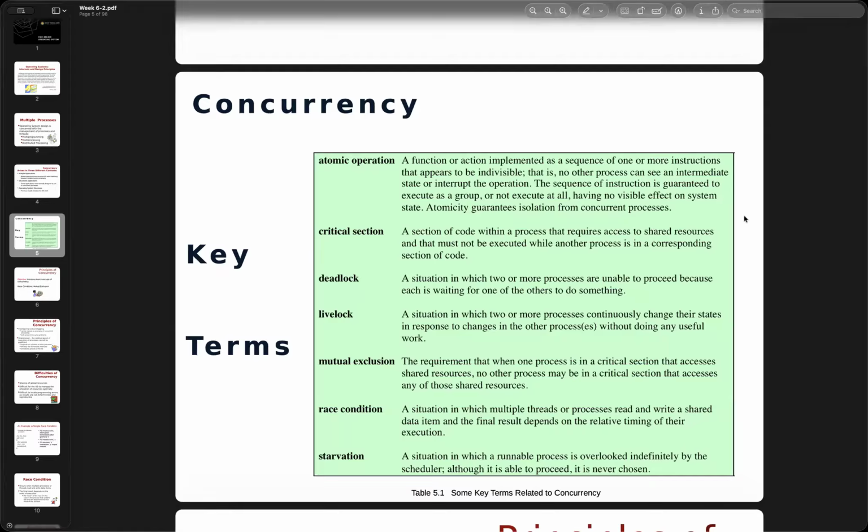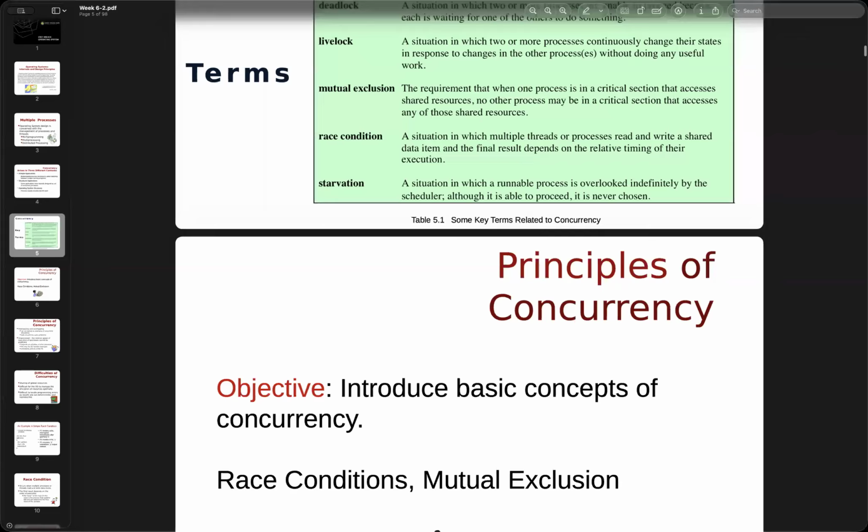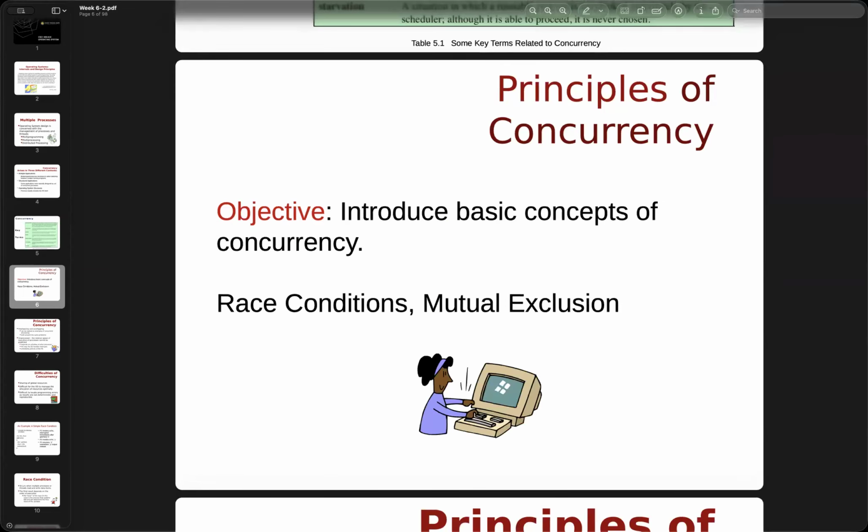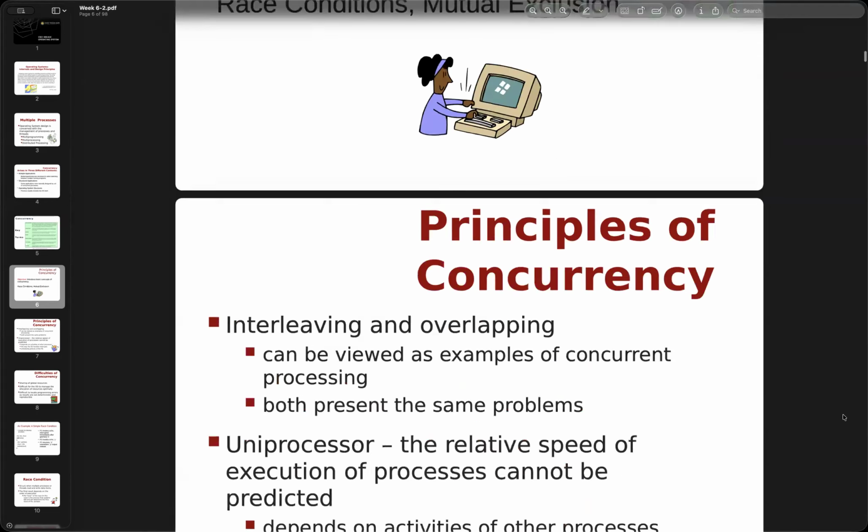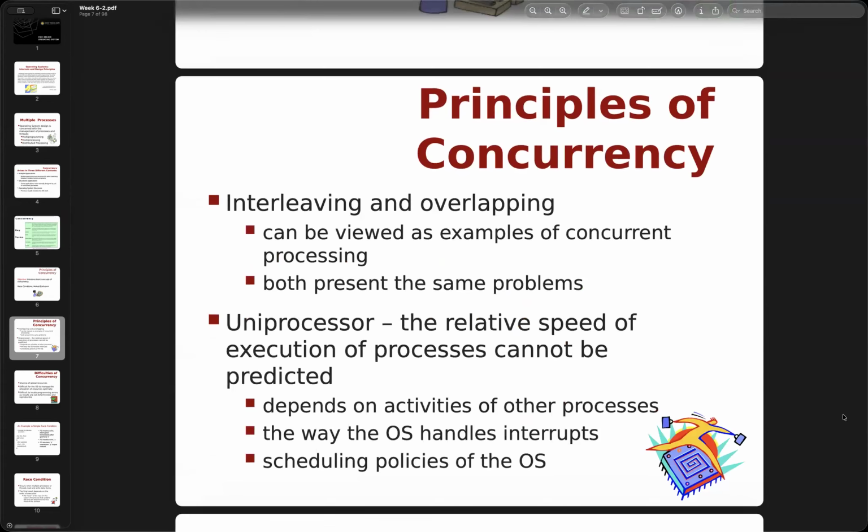So here are the possible concurrency issues you need to know when we talk about concurrency. Remember, and more ideas about the principles of concurrency. We talk about concepts including the race condition and mutual exclusion right here. The interleaving or overlapping between them can be viewed as an example of concurrent processes. Both present the same problem here.